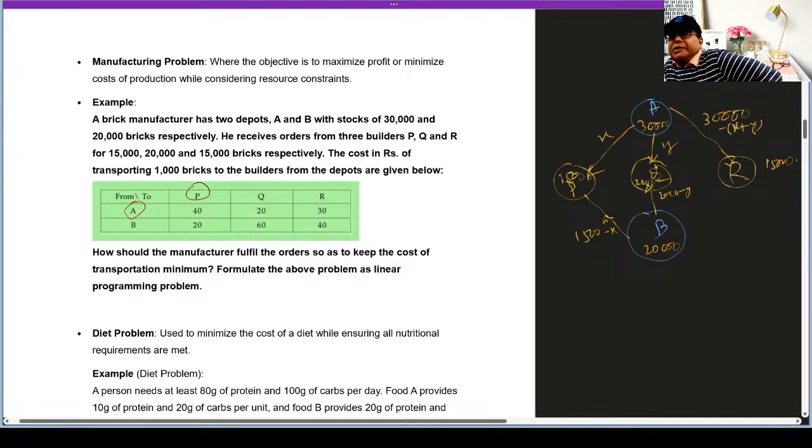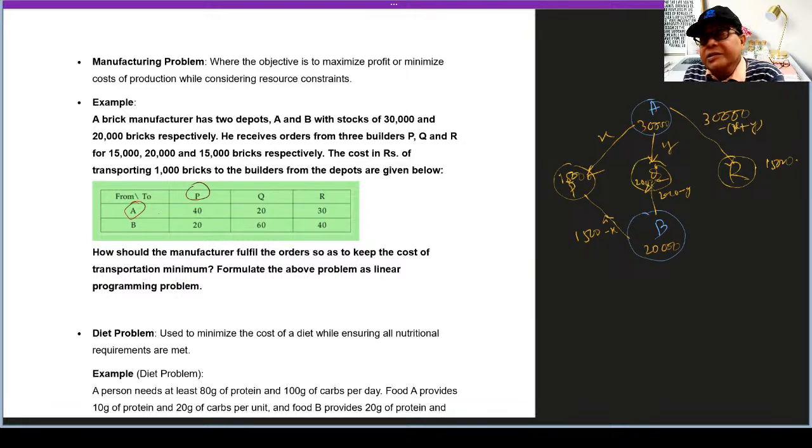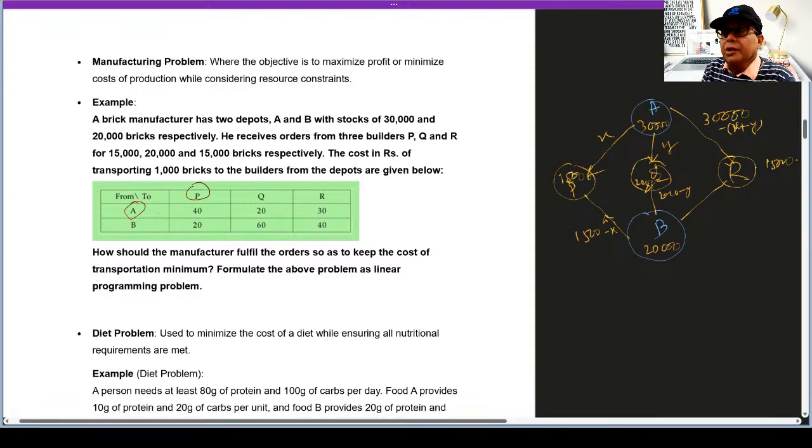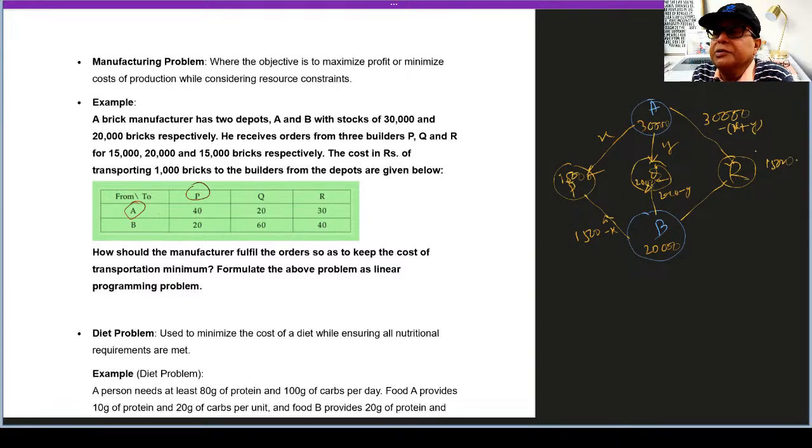$30,000 minus X minus Y. Clear? Because from A you have already taken X and Y, so it will be 30,000 minus X minus Y. How much will be there to R? 30,000 minus X minus Y supplied. It needs 15,000.